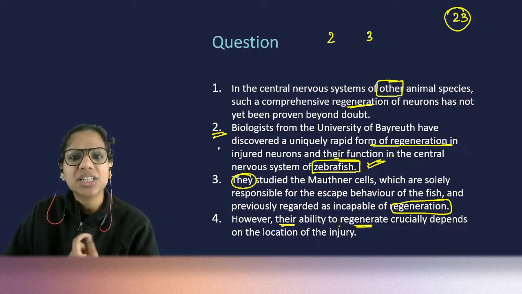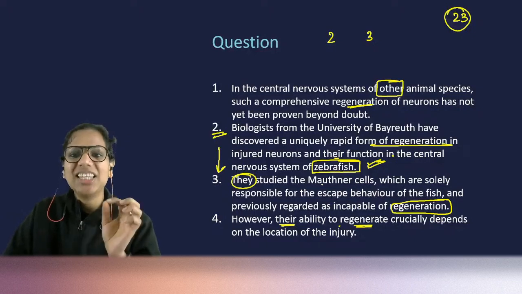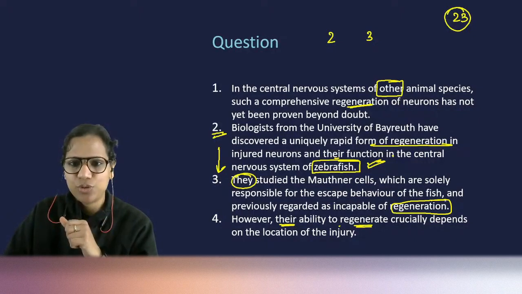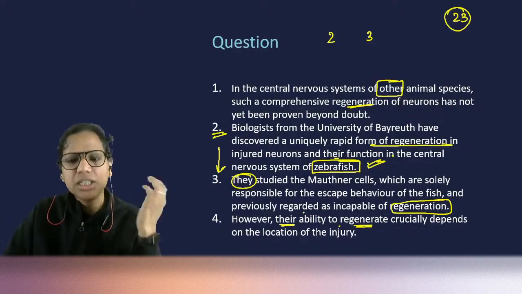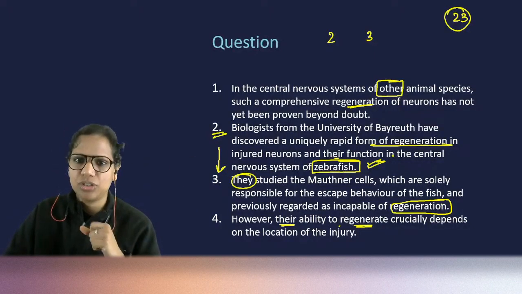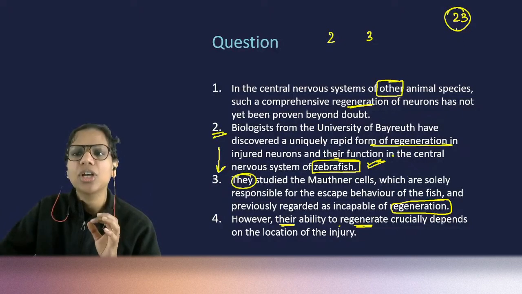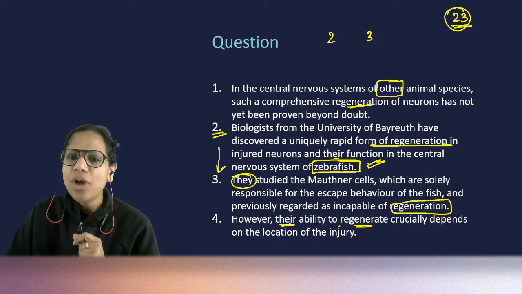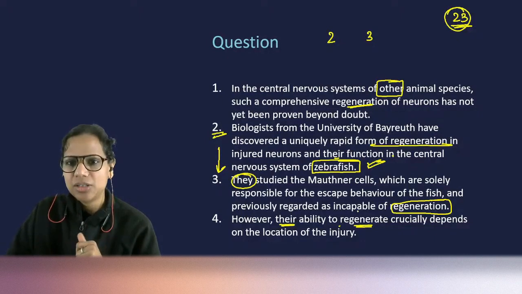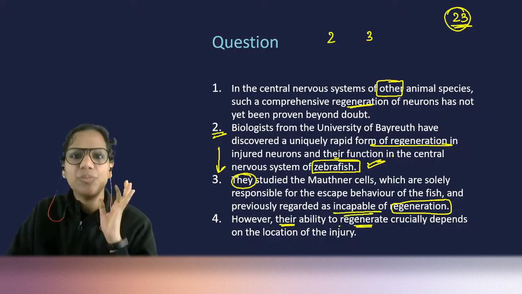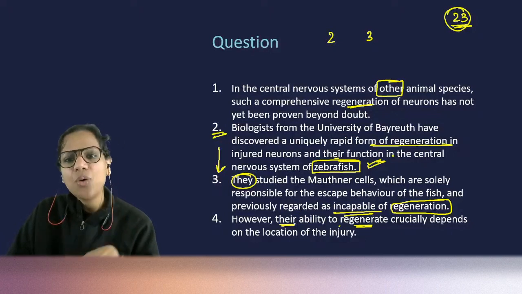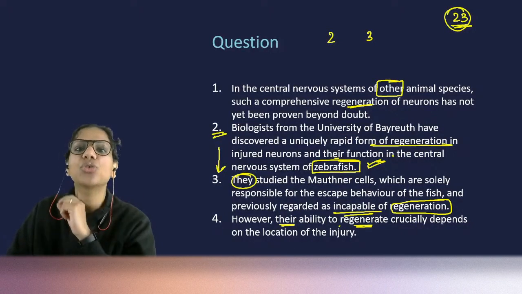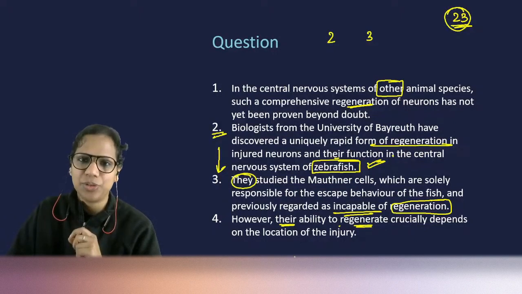So, how have they discovered it? 3 explains it. They studied the Mauthner cells, which are solely responsible for the escape behavior of the fish and previously regarded as incapable of regeneration. So, this is how they found it out. Most likely 2, 3 is a mandatory pair. Now, however, their ability to regenerate, so earlier it was thought that they were incapable of regeneration. However, their ability to regenerate crucially depends on the location of the injury, where the injury happened.